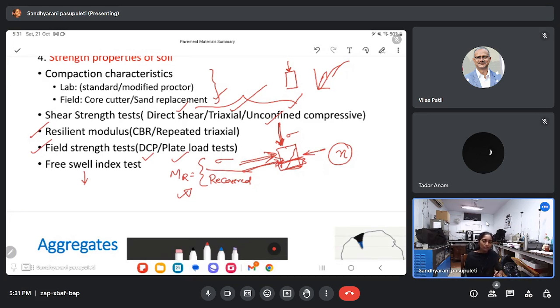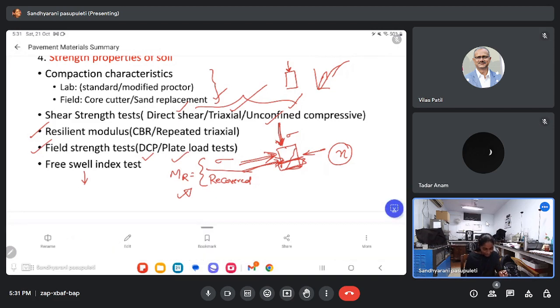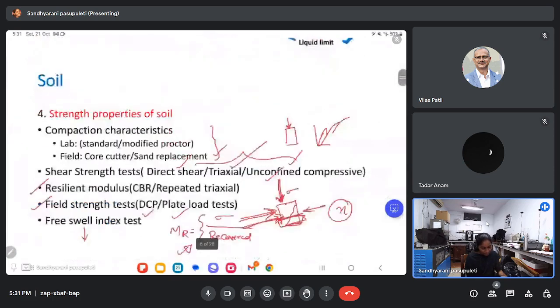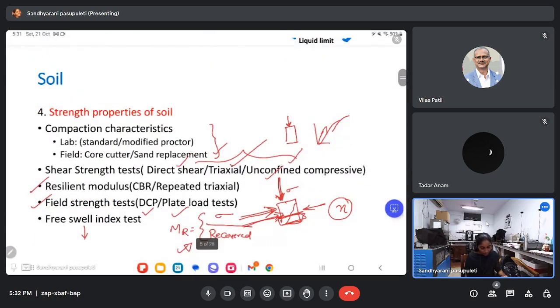They react with the soil. So whatever the amount of change in the volume due to the interaction with the water, it represents that there is a higher amount of clay content in the soil. So these are the main points in the soil module.